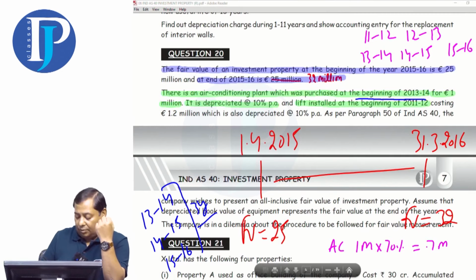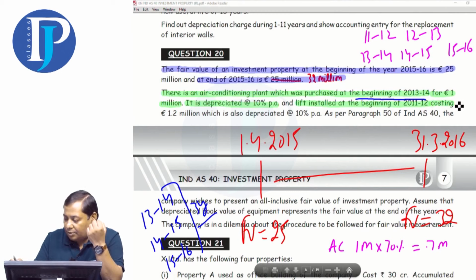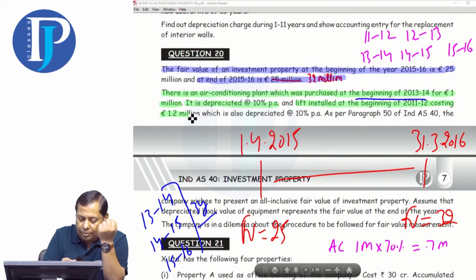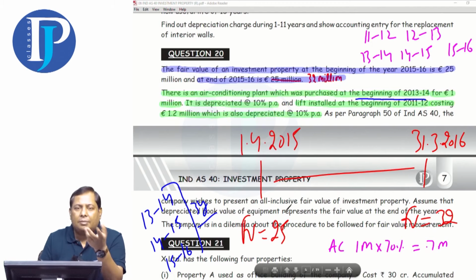The lift was installed 5 years ago and its cost is 1.2 million. And its depreciation is also 10%. So within 5 years it is 50%. So of the 1.2 million for the lift, we will take 50%. This is 0.6.